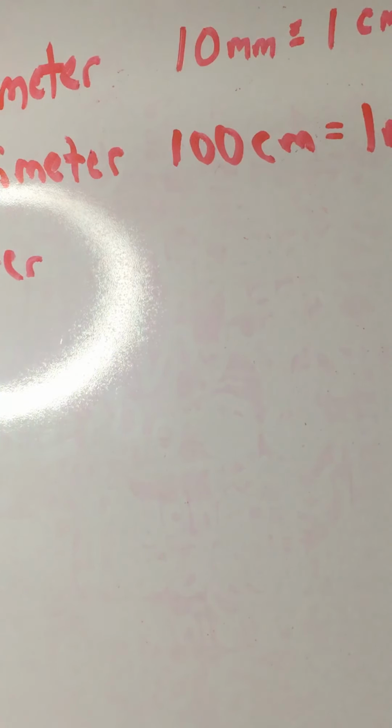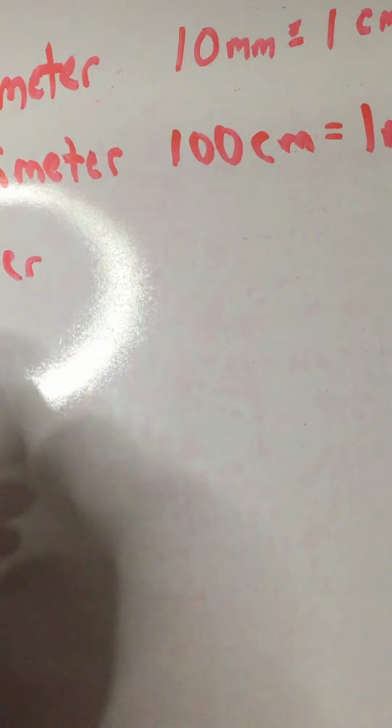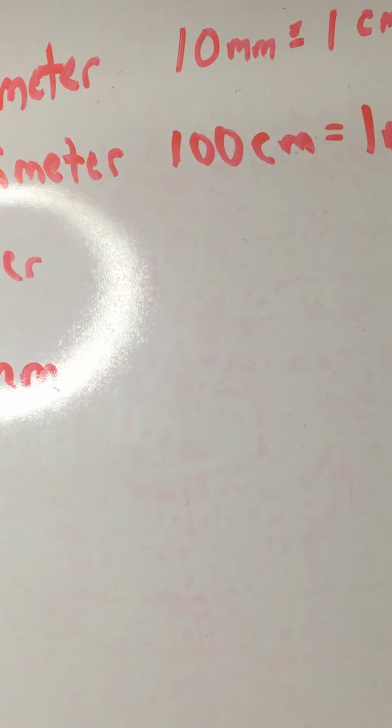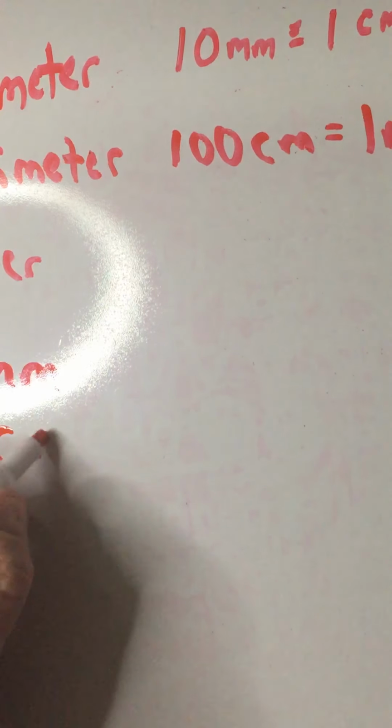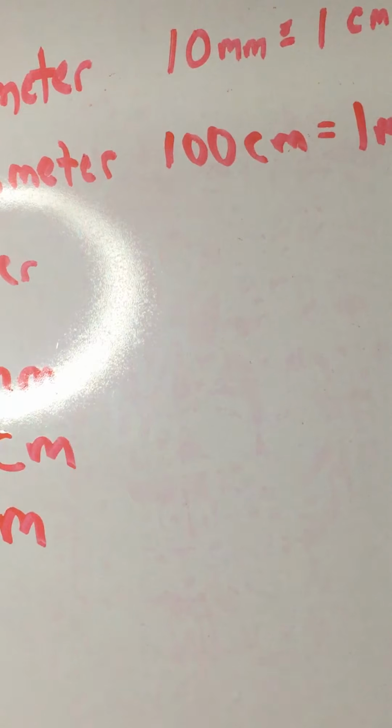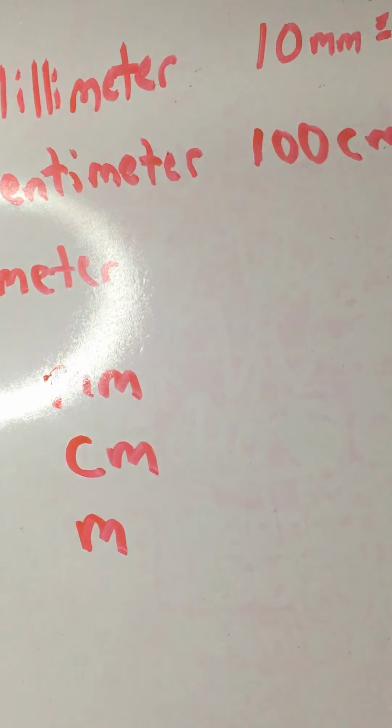Now, the abbreviations for these I've kind of already used before. A millimeter is going to be an mm. Centimeter is going to be a cm. And a meter is just an m. Pretty easy, huh? There's no periods in there, not an abbreviation, and they're always lowercase. I hope you understand that.